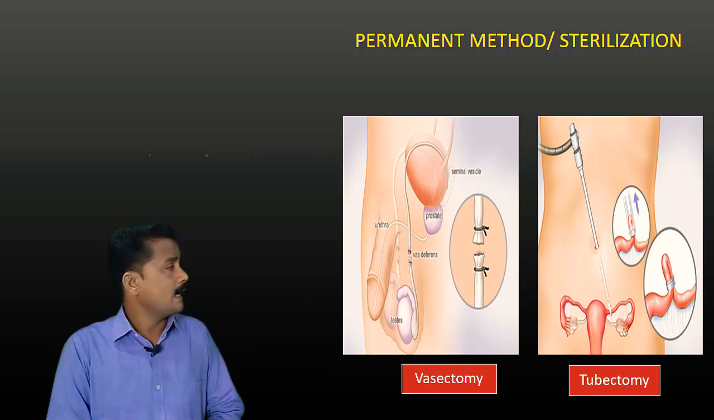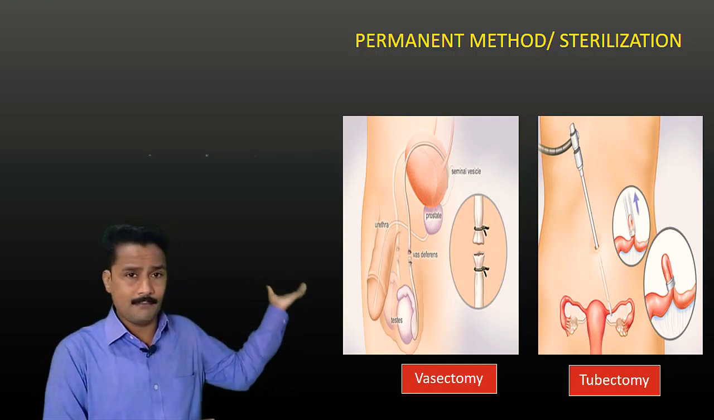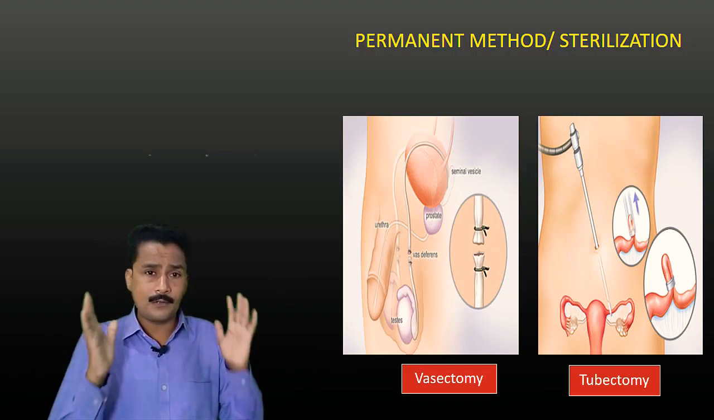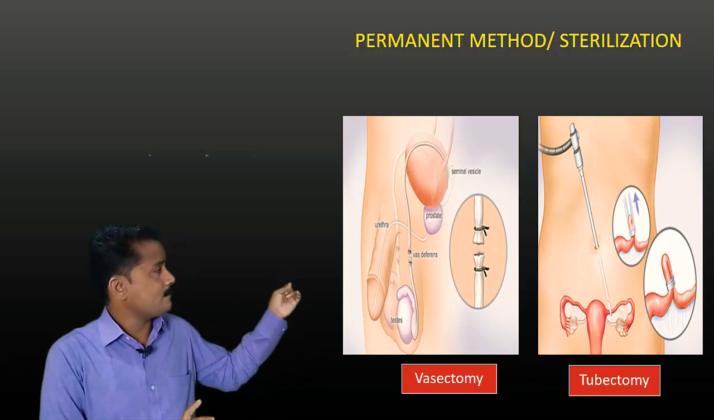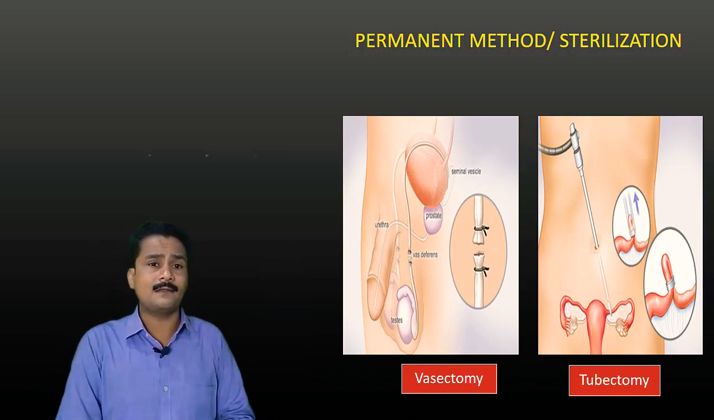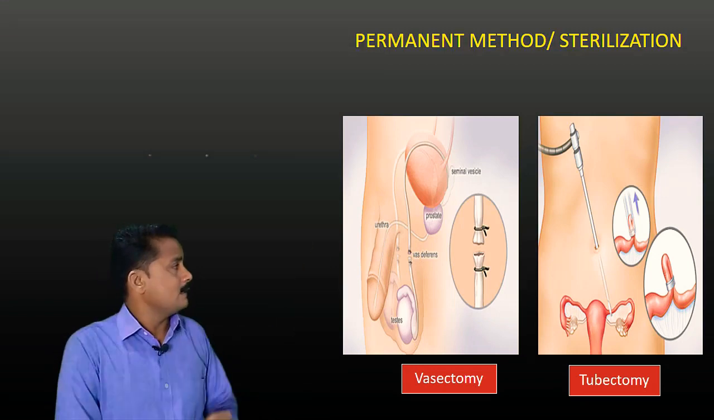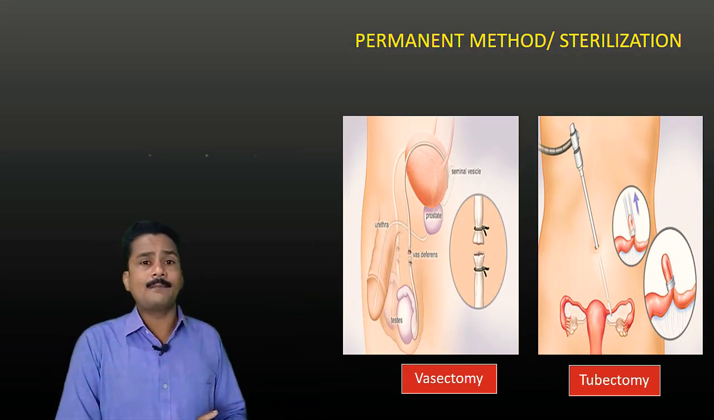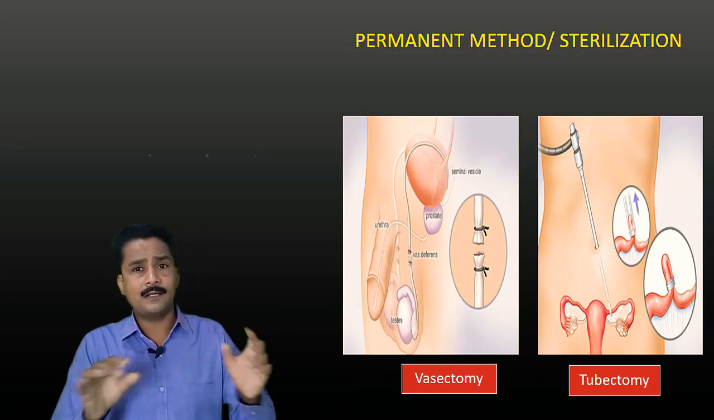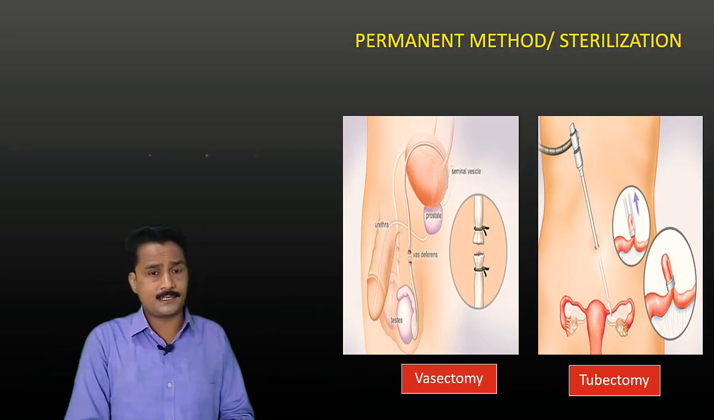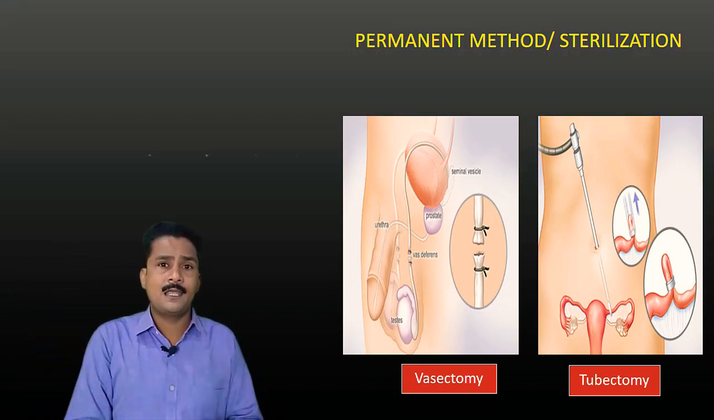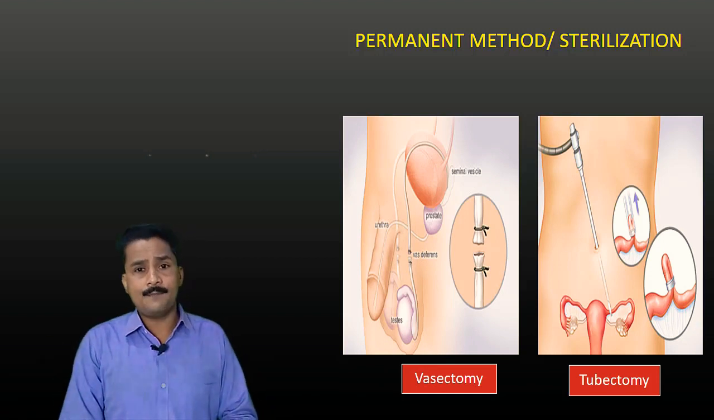So what is done in the vasectomy, which is done in the male, and in the tubectomy, which is done in the female? You have to remember that part. In the vasectomy, a small part of the vas deferens is tied and cut, and in the female, when the tubectomy is done, a small part of the fallopian tube is tied and cut. So these processes block the transport of the gametes and ultimately prevent pregnancy.